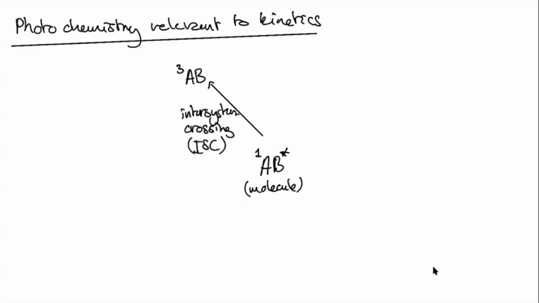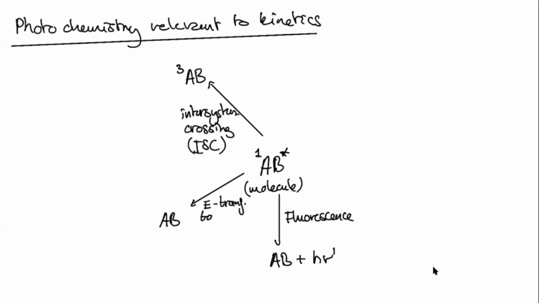We can have fluorescence. So we have AB plus h nu prime. The prime means that it's an emitted photon, to distinguish it from just h nu, which is an absorbed photon. And we can have quenching, or we have energy transfer to a quencher. It's called Q.